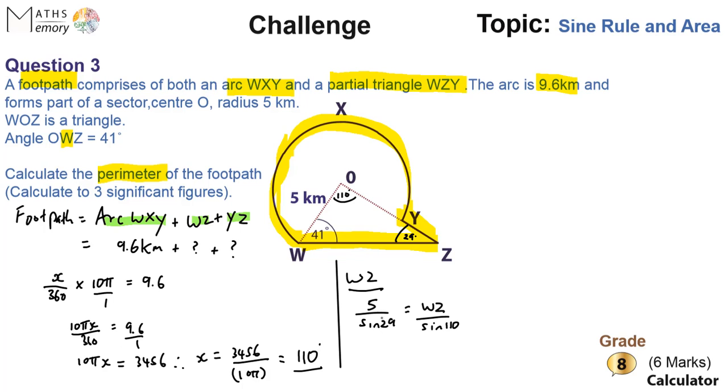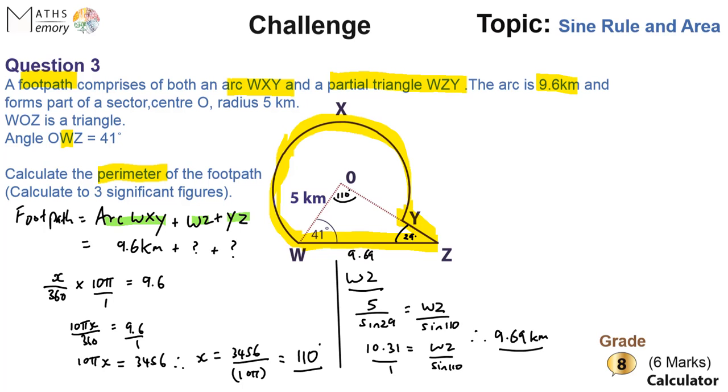Let's work out a full fraction for this. So 5 divided by sine 29 simply gives us 10.31. And this is WZ over sine 110. Let's put a 1 over there. We multiply 10.31 times sine 110, and we get an answer of 9.69, to 3 significant figures. That basically is this length over here, WZ.